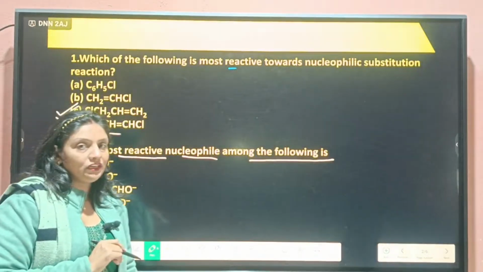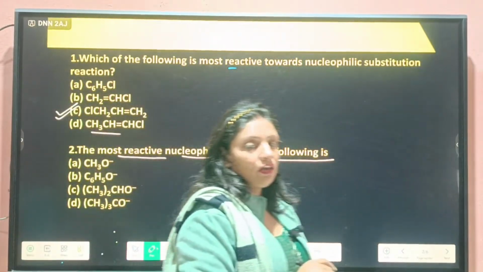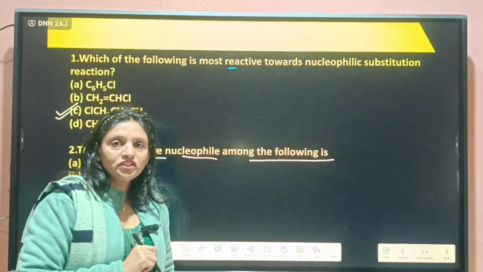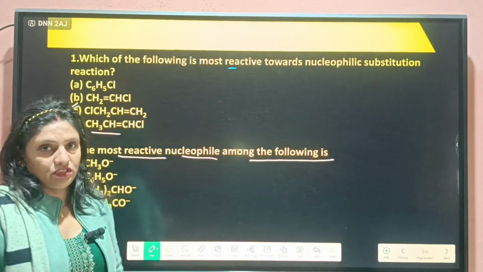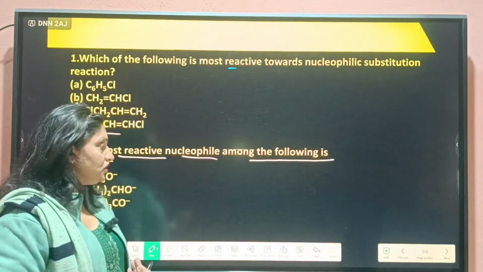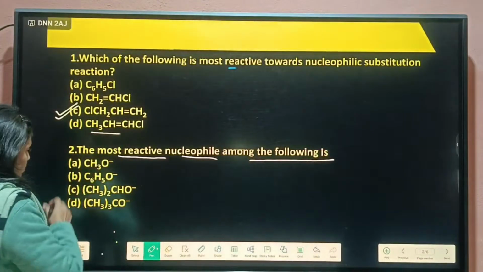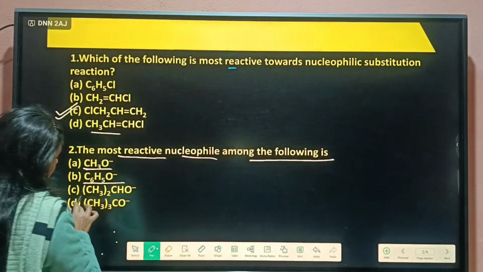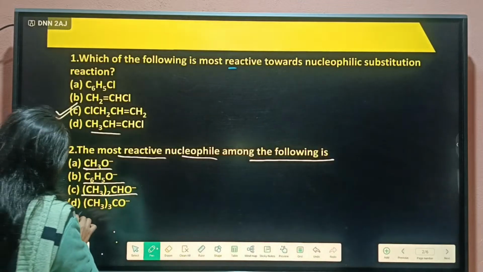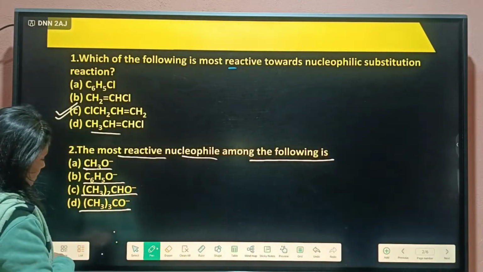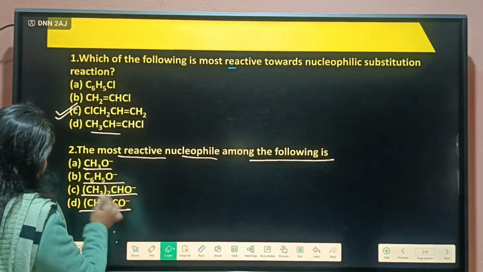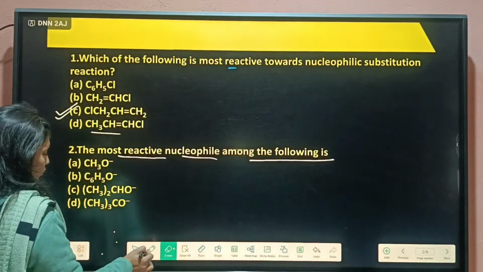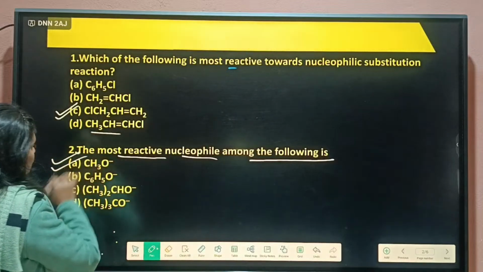Nucleophile means nucleus loving. Nucleus loving means which is an electron-rich species. Which one is the electron-rich species? Okay, so CH3O negative, C6H5O negative, CH3CHO. So students, here we can go with option first.